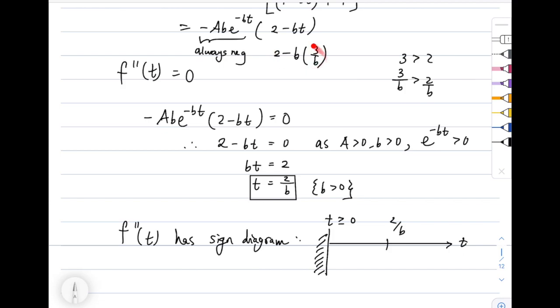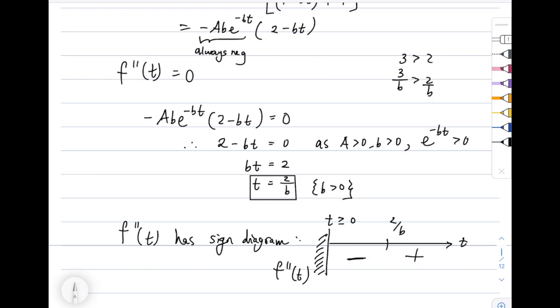And this thing, we've just shown that if you test a value, like 3 over b, somewhere here, you plug it into here, you're going to get a negative value out. So a negative here times a negative here is going to give us a positive value overall. Okay, and you can confirm that between 0 and 2 over b, you're actually going to get a negative value out in the second derivative. And so this is the confirmation. So when they say prove, you not only have to demonstrate that at the inflection point the second derivative is 0, but you also need to show that there's a sign change around it.